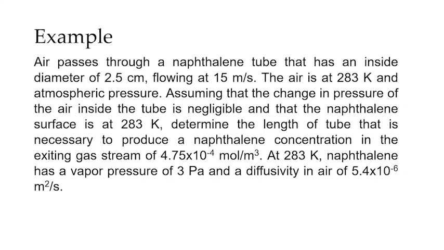Let's try to solve this example. Air passes through a naphthalene tube that has an inside diameter of 2.5 centimeters, flowing at 15 meters per second. The air is at 283 Kelvin and atmospheric pressure. Assuming that the change in pressure of the air inside the tube is negligible, and that the naphthalene surface is at 283 Kelvin, determine the length of tube that is necessary to produce a naphthalene concentration in the exiting gas stream of 4.75 times 10 raised to negative 4 moles per cubic meter. At 283 Kelvin, naphthalene has a vapor pressure of 3 pascals and a diffusivity in air of 5.4 times 10 raised to negative 6 square meters per second.